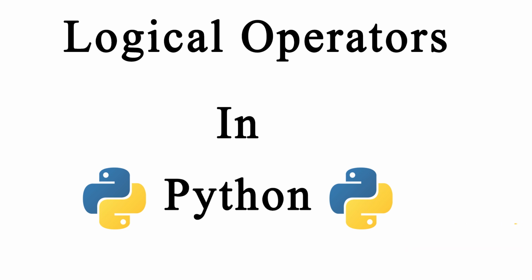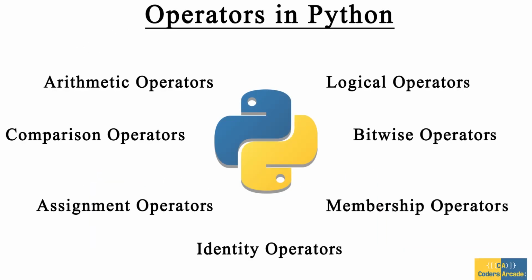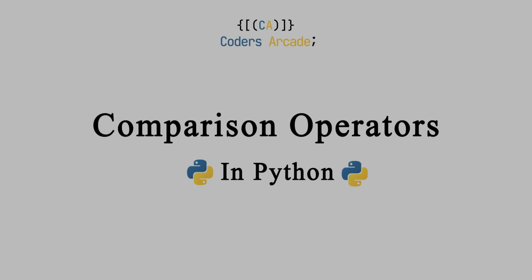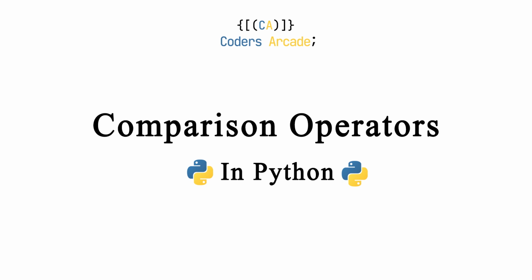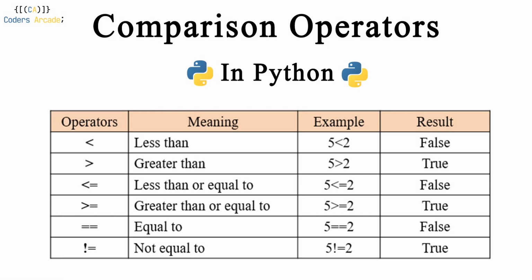As we all know, there are 7 operators in Python, out of which today I am going to talk about the comparison operators in Python. Let me tell you, there are 6 types of comparison operators in Python, which are the less than, the greater than, the less than or equal to, the greater than or equal to, the equal to, and the last one is not equal to operators. All the 6 are the comparison operators. To explain them in detail, let me take some examples so that you understand them better.